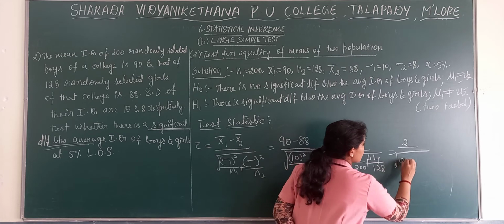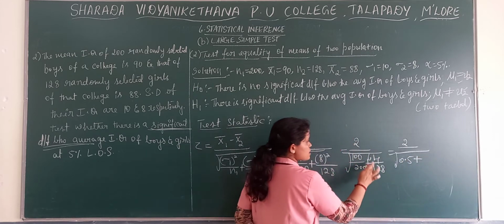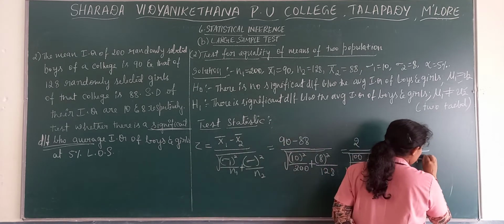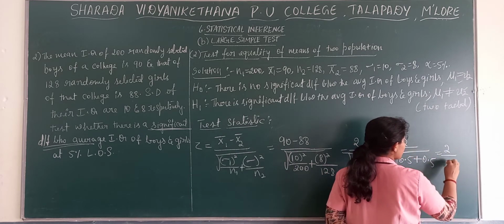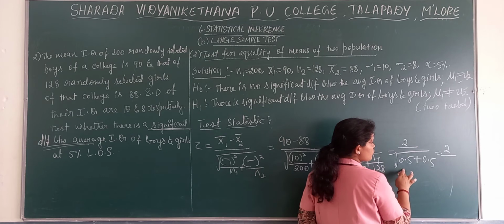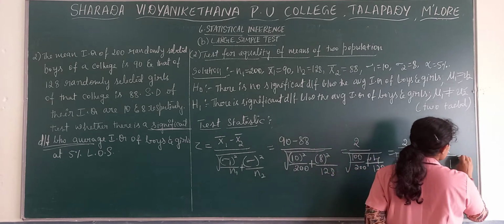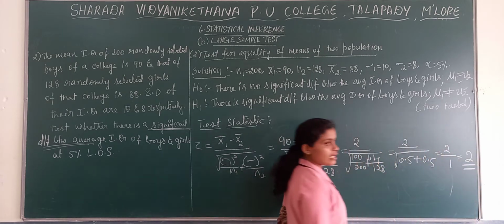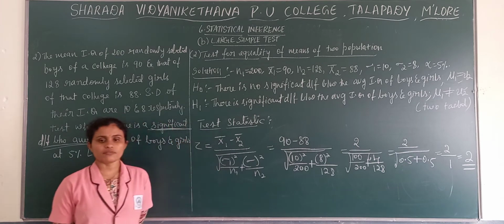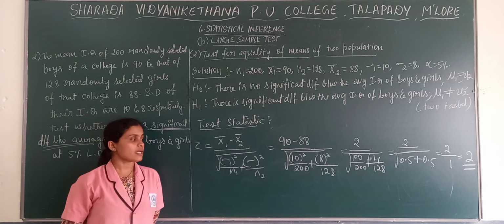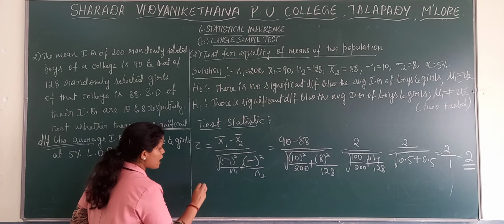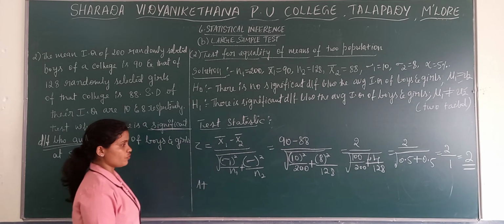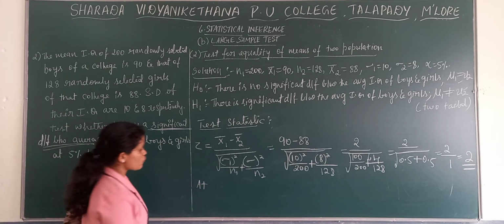Root of 0.5 plus 64 by 128, again 0.5. So we get 2 by, when we add we get 1, root 1 is 1, so we get the calculated value as 2. So now, next step, what is the level of significance? The level of significance is 5%.